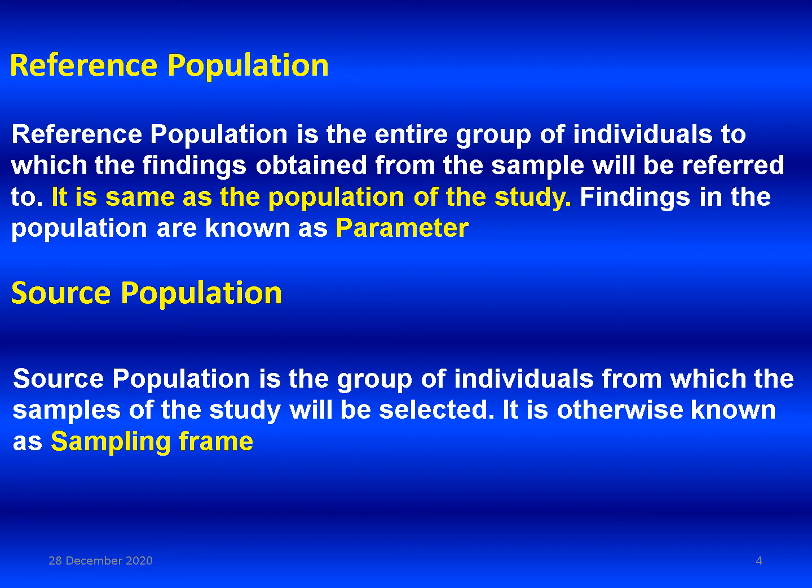Source population is the group of individuals from which the samples of the study will be selected. It is also known as sampling frame. Source population is a subset of reference population. Sample is a subset of source population. Sample is selected from source population. Source population is otherwise known as sampling frame.